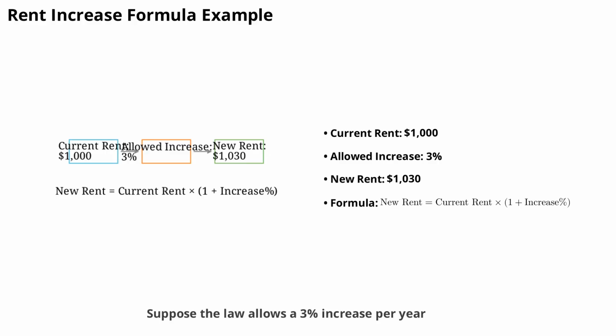Suppose the law allows a 3% increase per year. If your current rent is $1,000, the maximum new rent would be $1,030. Landlords must use the allowed percentage and apply it to the current rent, not just pick a number. This formula ensures transparency and fairness for both parties.